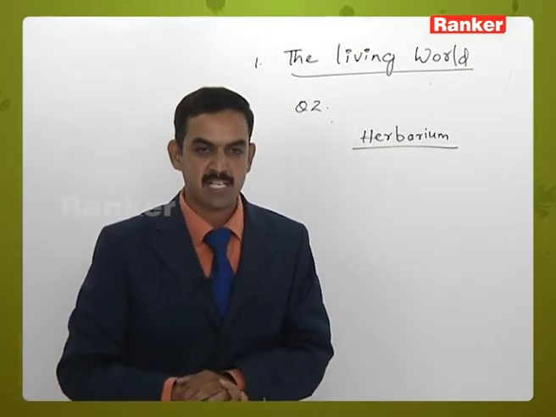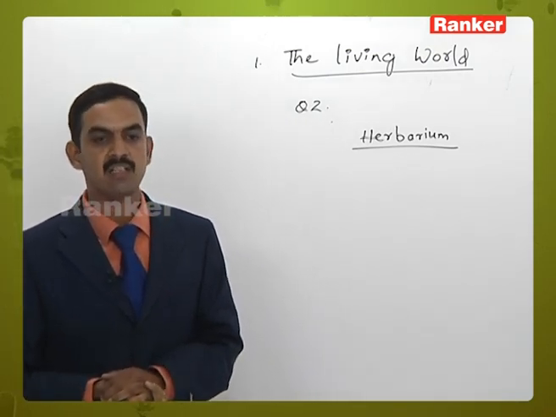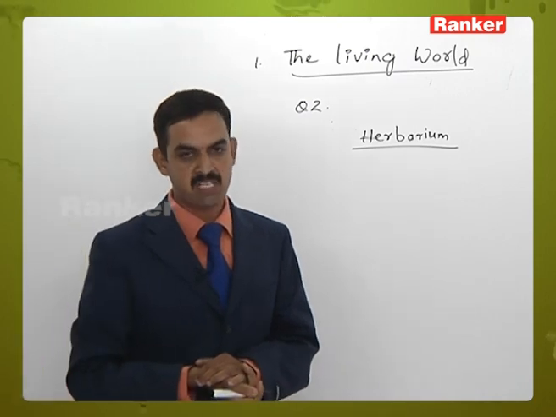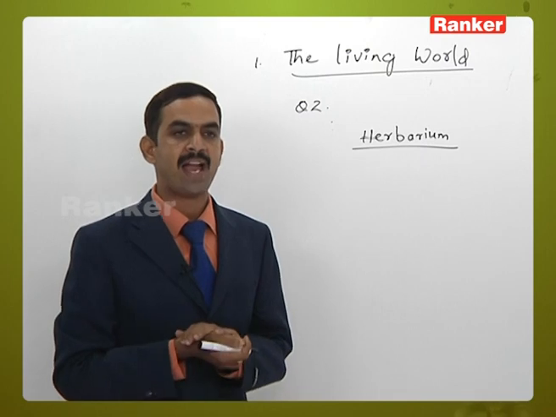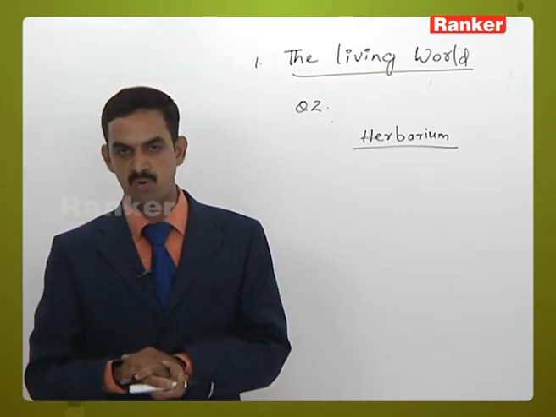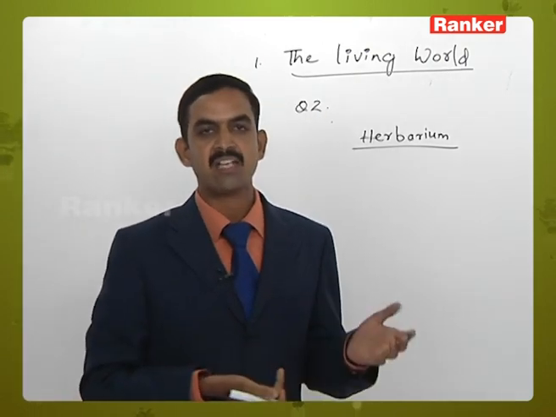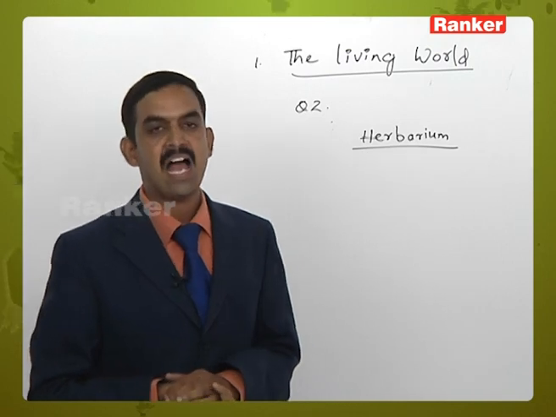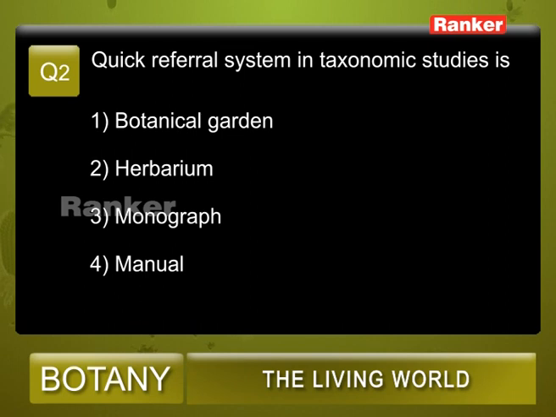Here I would like to discuss 2 points about herbarium. There is one herbarium present in the Royal Botanical Garden, which is considered an international center for plant identification. It is so called because it contains all the plant species which are present in the world. In India also there are large botanical gardens like the Indian National Botanical Garden and the National Botanical Garden. So the correct answer is option number 2, that is herbarium.